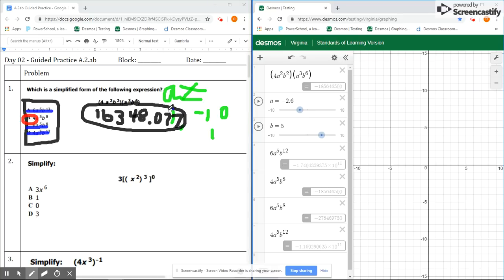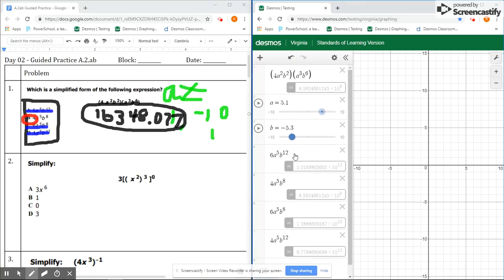Okay, so if you try one of these on your own and you get something different from your partner, that's okay, as long as you still match the question with the correct answer choice. All right. So no matter how I change these, the correct answer is still always going to be B because they are equivalent. All right.